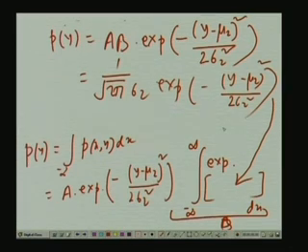It is clear that P y, the marginal probability density of y, is Gaussian with mean mu 2 and variance sigma 2 square. By the same analysis, you can also prove that the marginal density P x is also Gaussian, and in that case x has mean mu 1 and variance sigma 1 square.